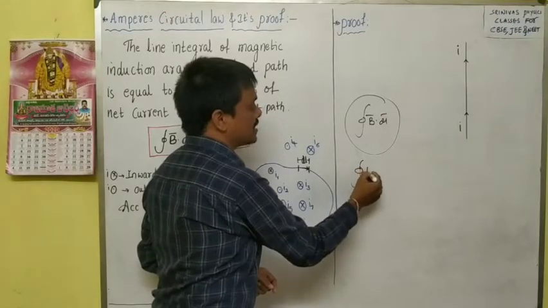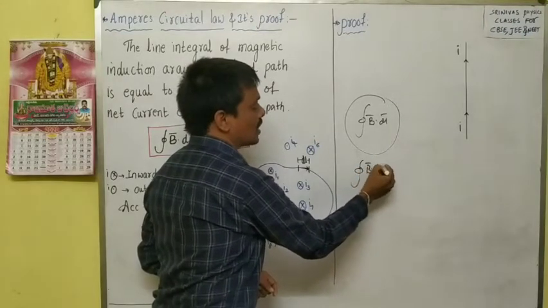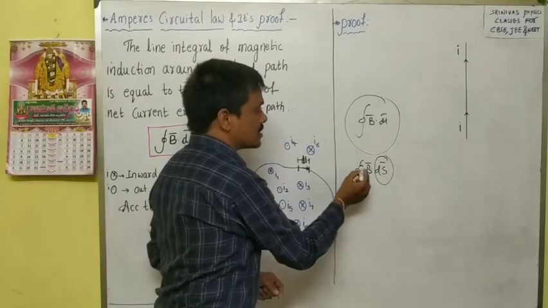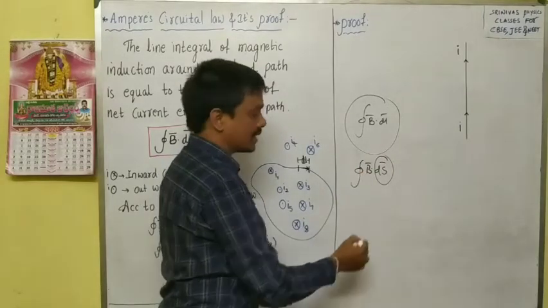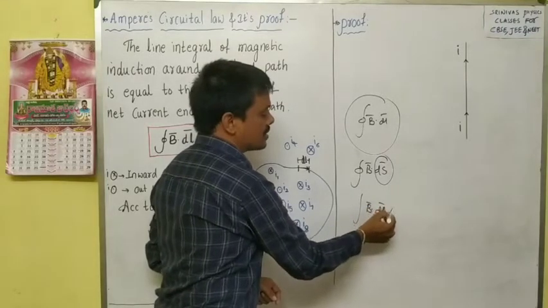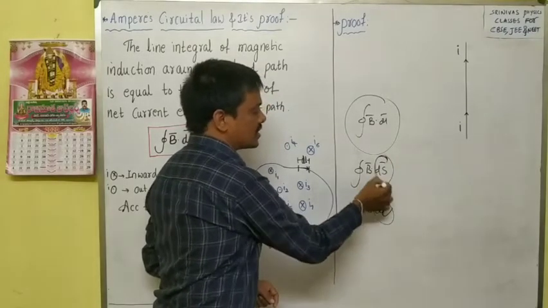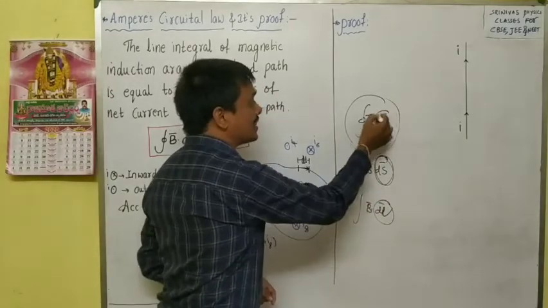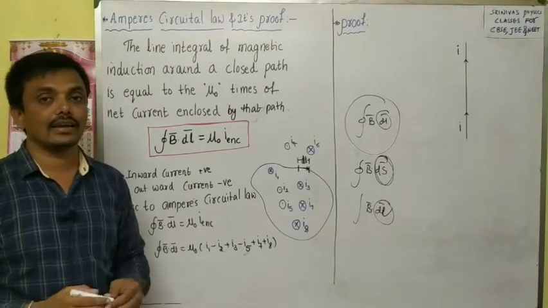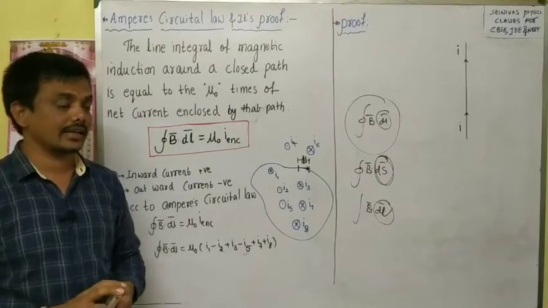For example, if a surface area is there, then that is called the surface integral of magnetic induction, or if a volume is there, the volume integral of magnetic induction. Volume means volume integral, surface means surface integral, and length means line integral. Along the line we are integrating, right?